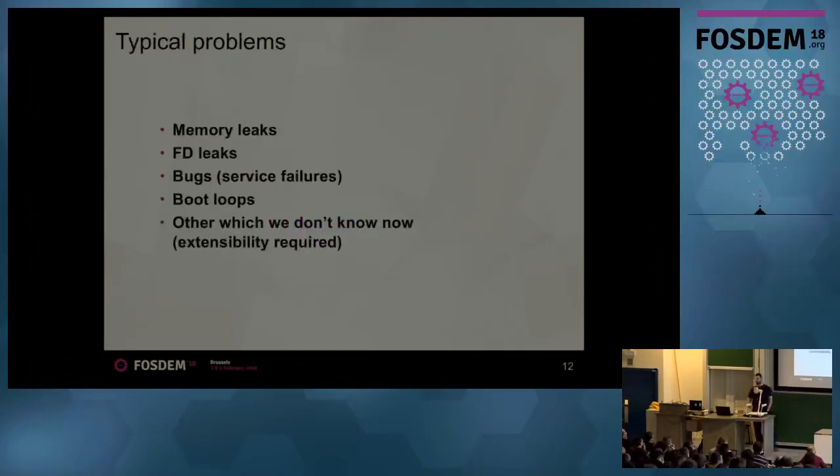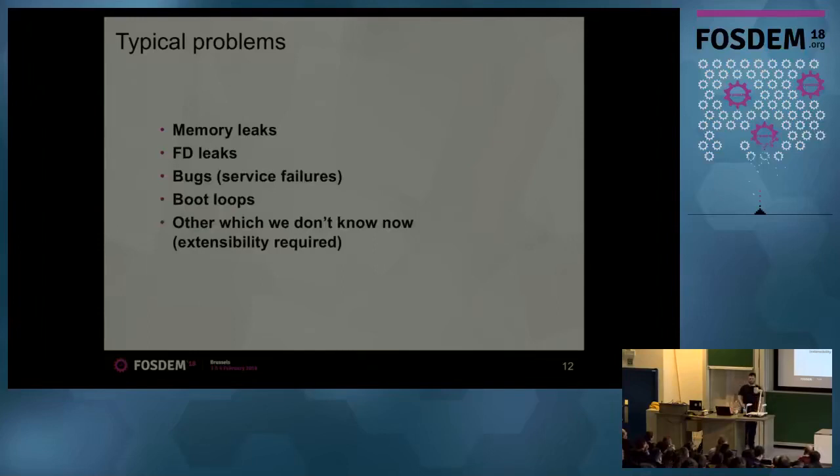So what kind of problems may we encounter? There are memory leaks, file descriptor leaks, bugs. In terms of bugs, I mean everything which may make your service behave unexpectedly, which may make your server crash. There are some boot loops. If you try to reboot your platform, then you may enter some boot loop. It's common, especially during updates, or many other cases. So it means that our solution has to be extendable to allow you to customize your monitoring infrastructure.